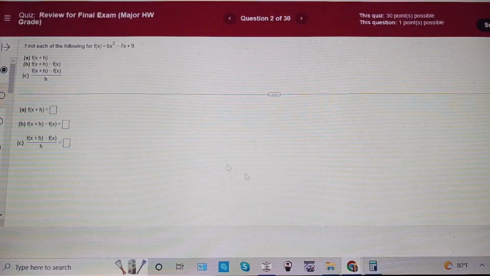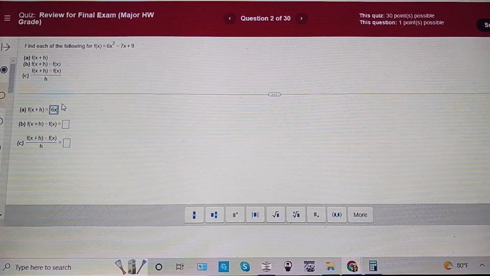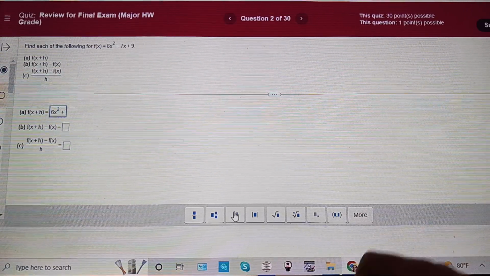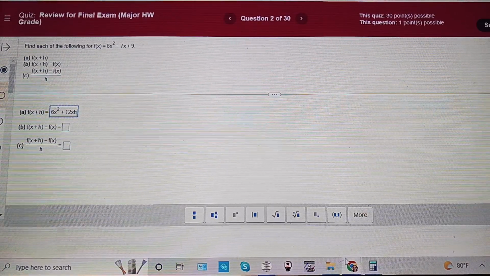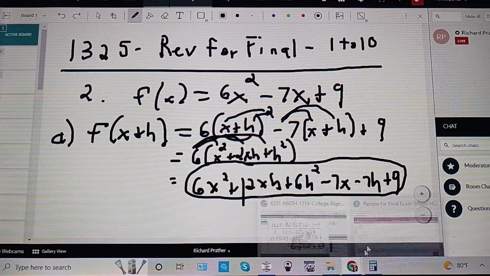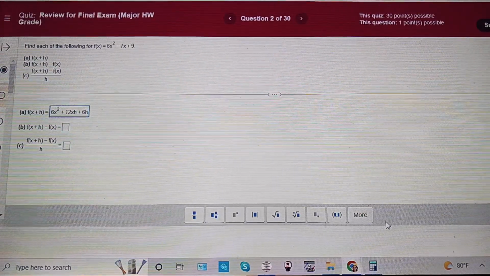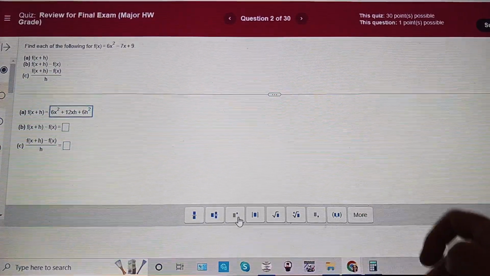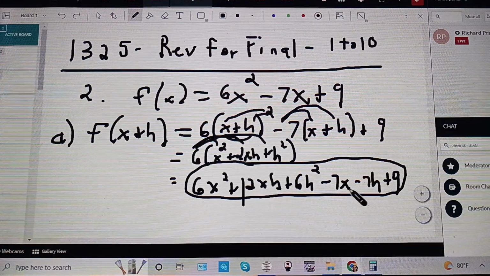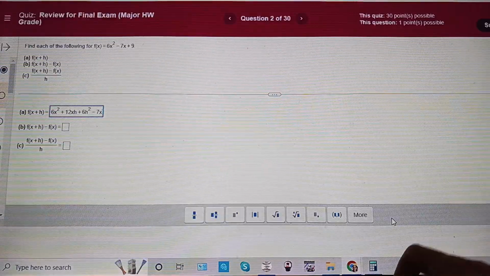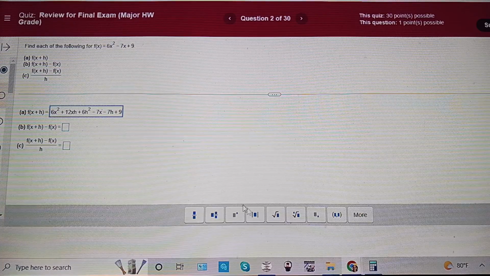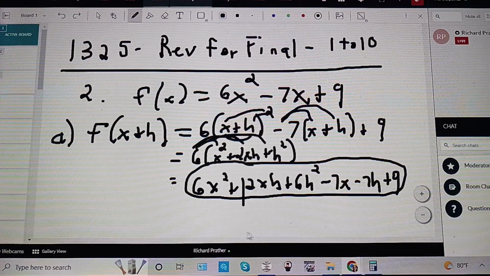So there's a 6x squared plus 12xh plus 6h squared minus 7x minus 7h plus 9. So that was always our first task, was to get the f of x plus h.